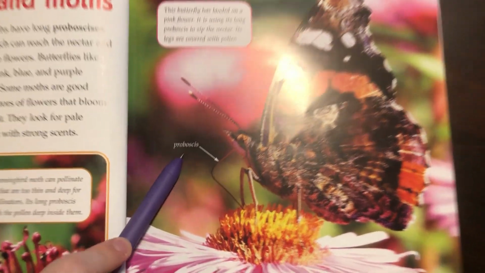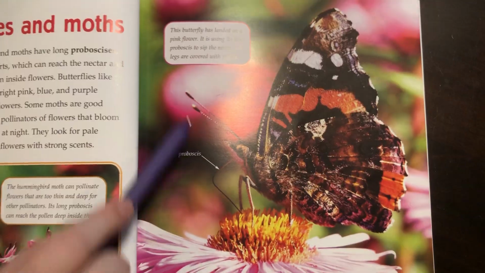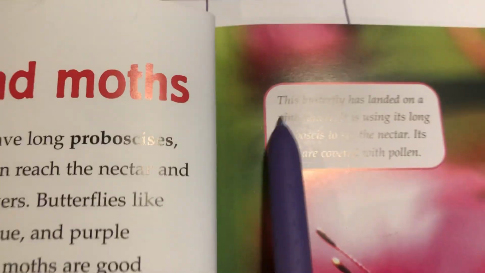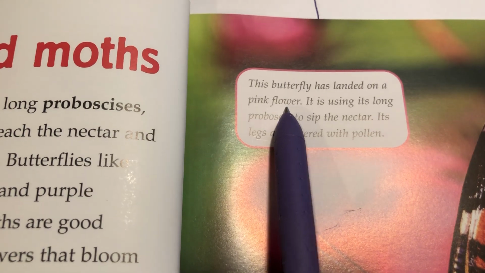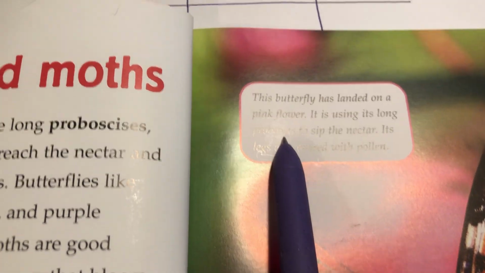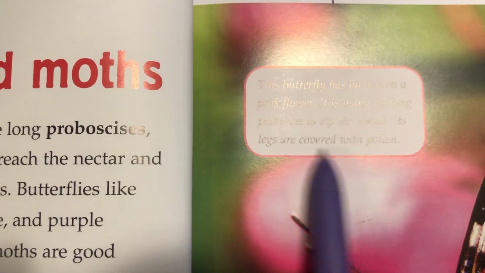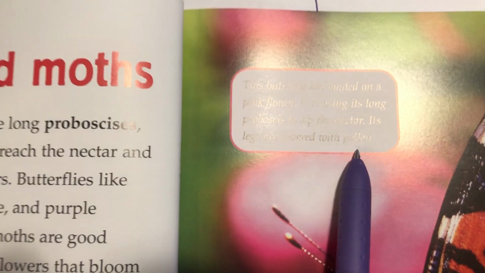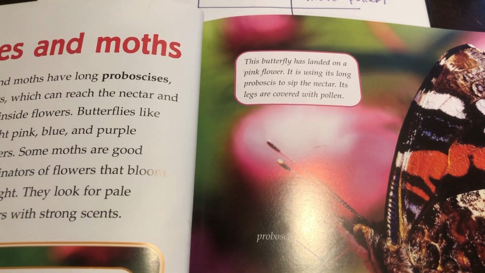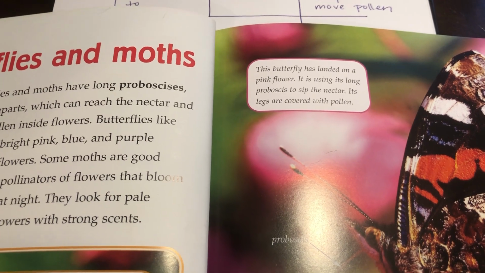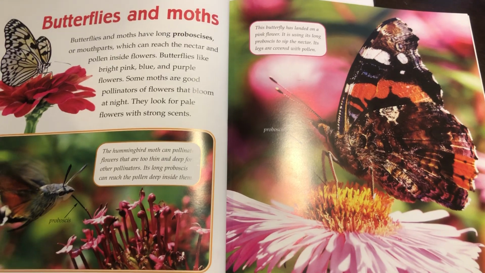Again, we see a label pointing to the proboscis of the butterfly. Let's zoom in and read the caption. This butterfly has landed on a pink flower. It is using its long proboscis to sip the nectar. Its legs are covered with pollen. Wow. So take a minute to just say or think to yourself, what is something that you have learned about butterflies and moths from this text?